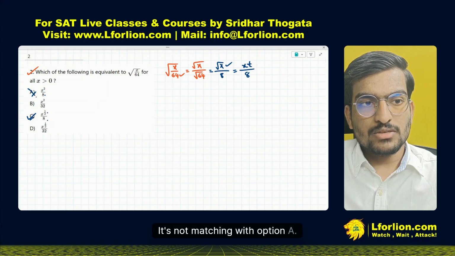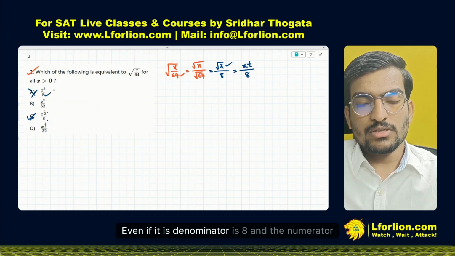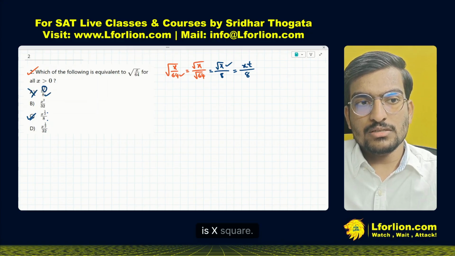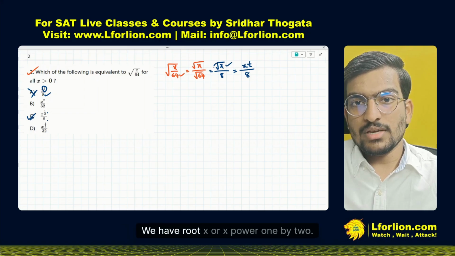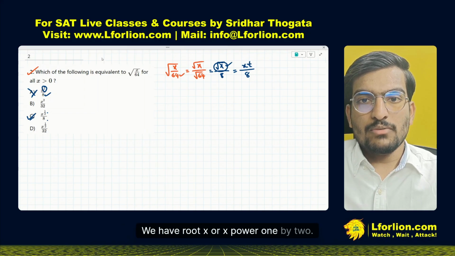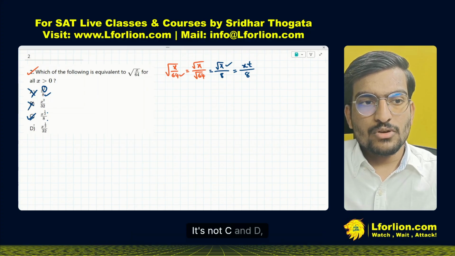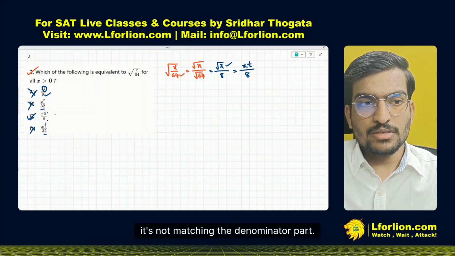It's not matching with option A, definitely. Even if the denominator is 8 and the numerator is x square, that's not going to match with this. Definitely we have root x or x power 1 by 2. It's not B and D, they don't match in the denominator part.